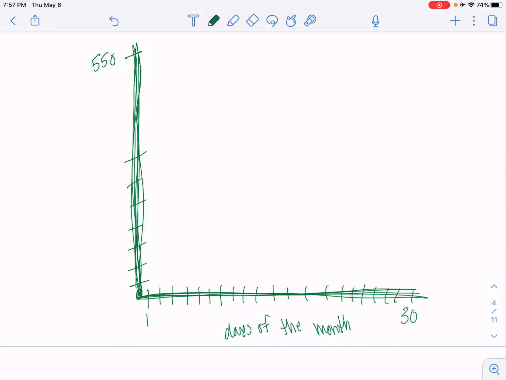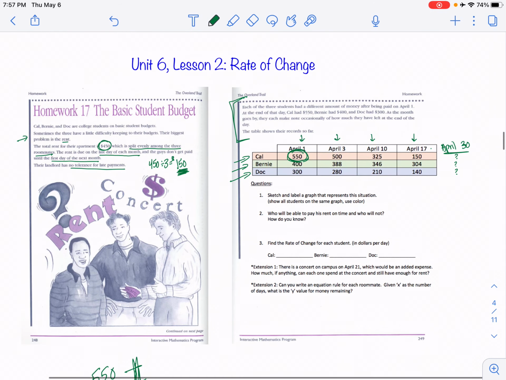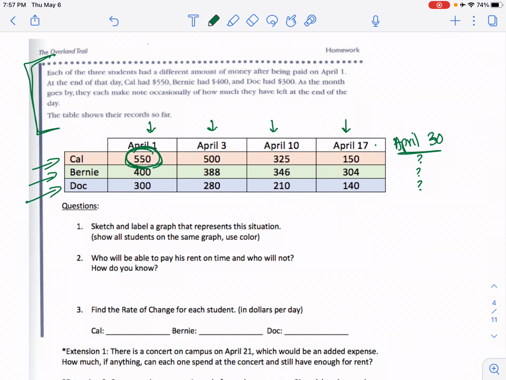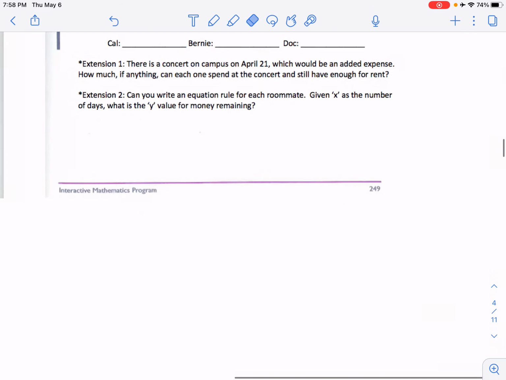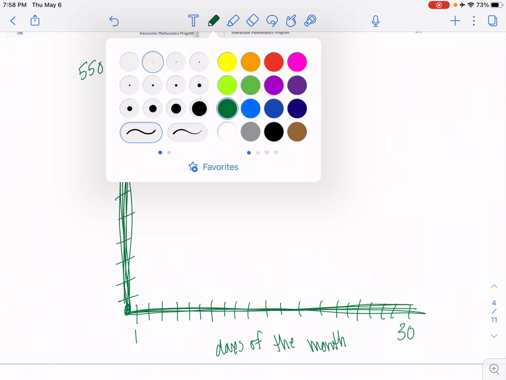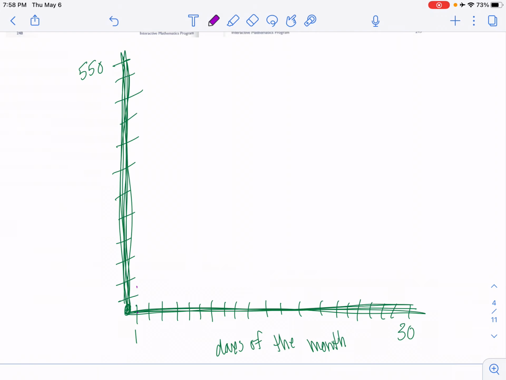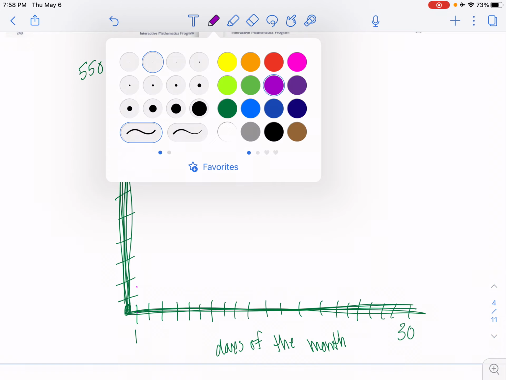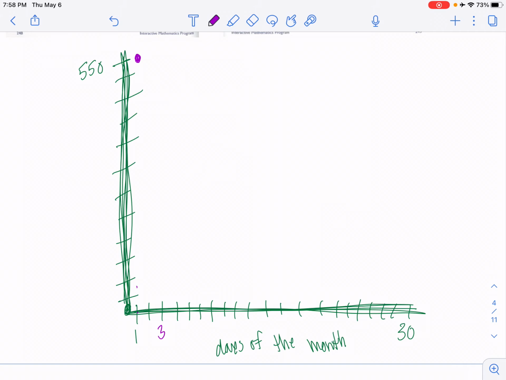Once you have all that counted out, you're going to start making the dots as you see in this chart. So on April 1, Cal is at 550. So you will go to day 1 and go up to 550 and put a dot. You'll do the same thing for the 3rd of the month, you'll go up to whatever he has there. You should, after doing the other 2 points, get something that's a nice straight line.